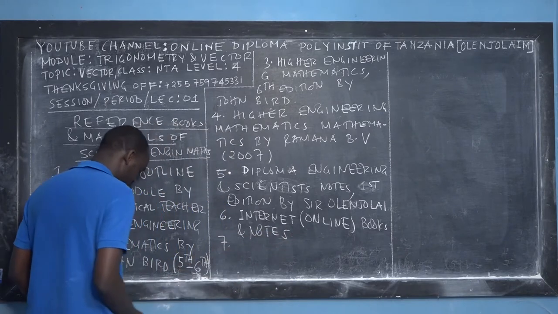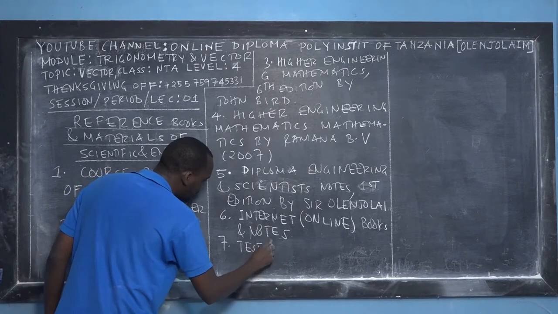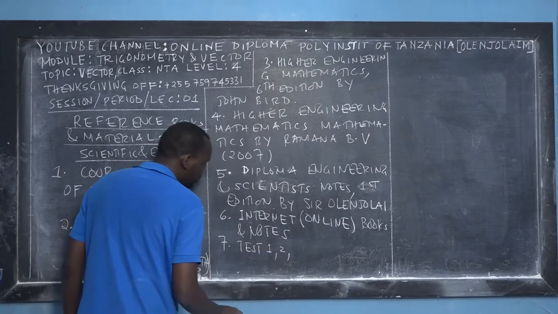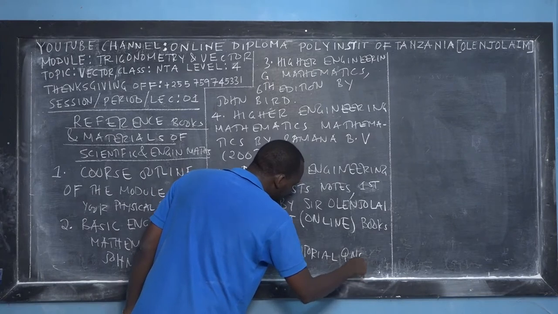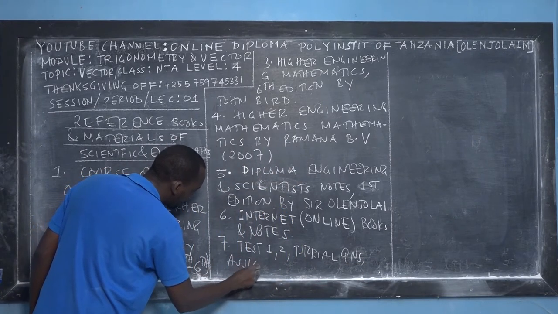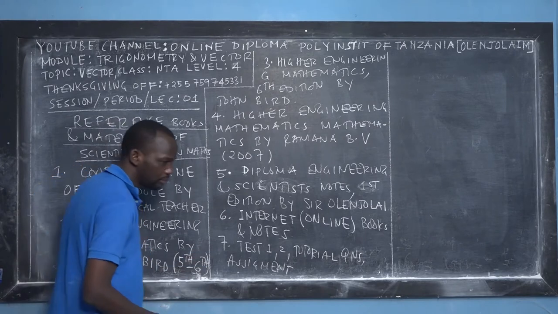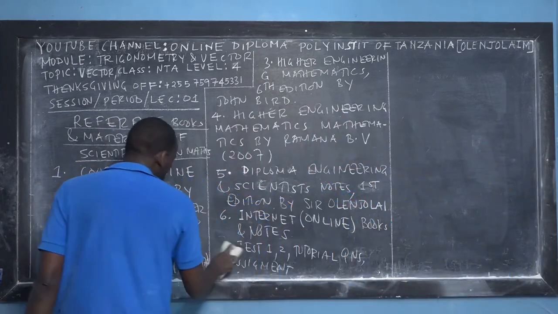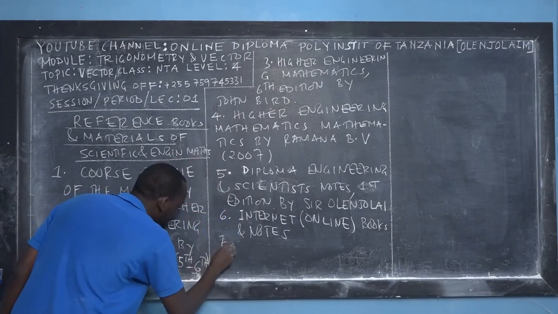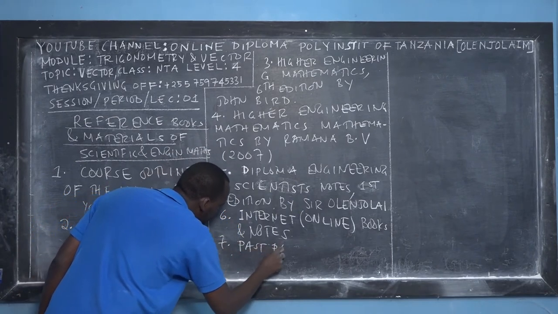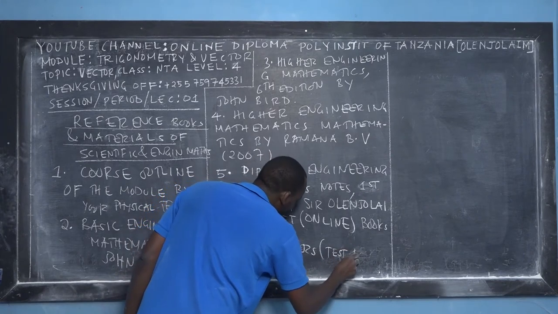Okay, the seventh reference that you should also have: test one, test two, and tutorial questions, and also assignment questions or assignment sheets. These we call past papers, or past sheets, because all of them are papers. So the seventh reference should have past papers, and these should include test one of your institution for that particular module.